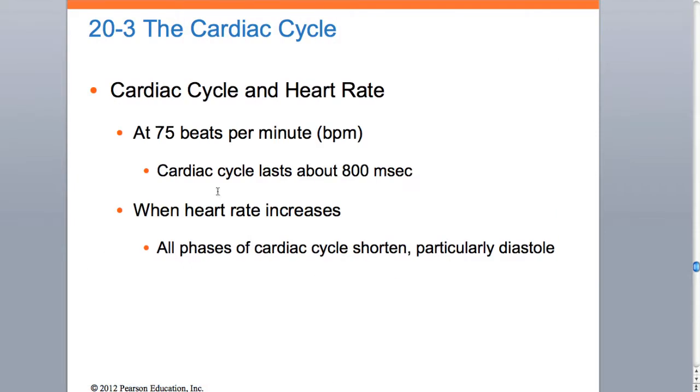Next slide. We've already said that the heart rate is around 75 beats per minute. The heart rate will increase. So when the heart rate increases, all of this speeds up. All phases will shorten, particularly diastole. When you're running in a race and your heart rate's going up, the time period that the heart gets to rest drops. And that's what this line is saying: the time period that the heart gets to rest, especially the diastole period, shortens.